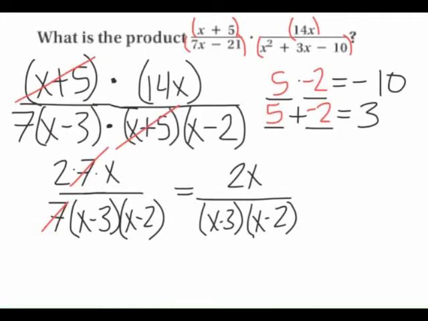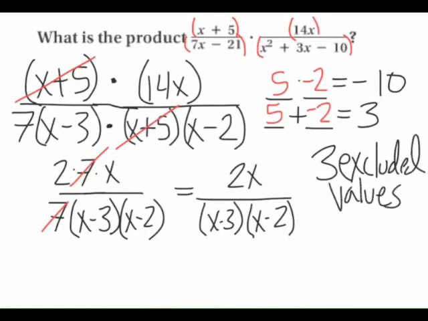Remember, we cannot cancel out this 2 and that 2. We can't do that. And we can't cancel out this x with either of the x's on the bottom. We cannot do that. Okay, so this is as simplified as we can get. But there's one last step. We also need to state any excluded values. In this case, there are 3 excluded values.